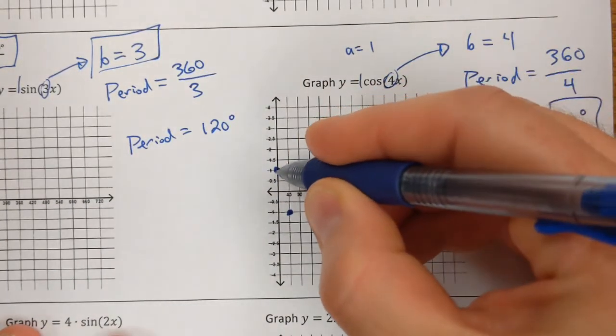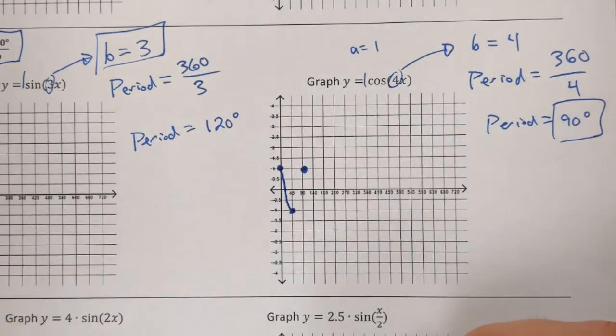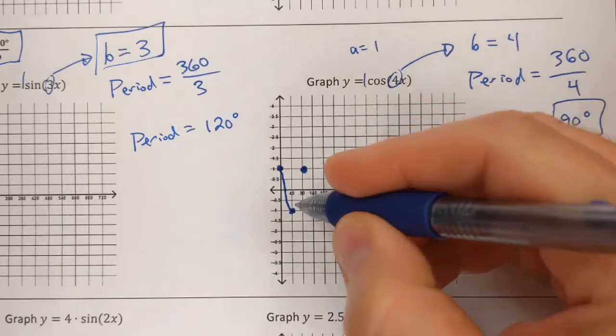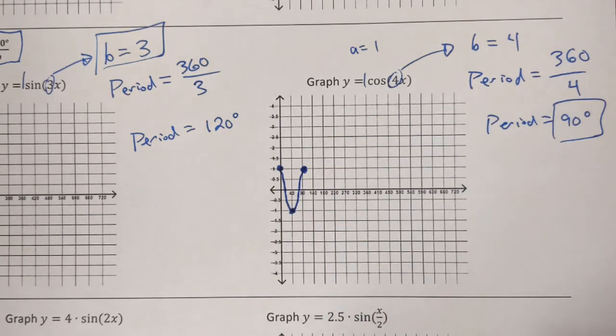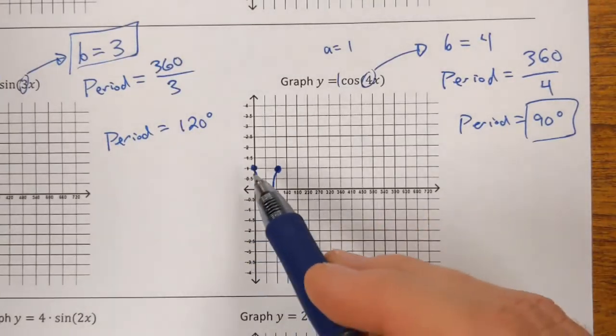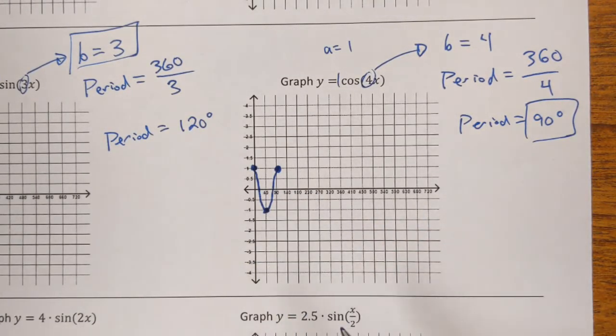So, I'm going to draw it. Here it is hitting its extreme low at only 45 degrees, the halfway point. And then back up. There, that entire cosine cycle happened in only 90 degrees.